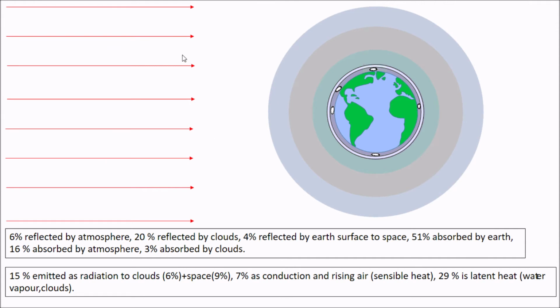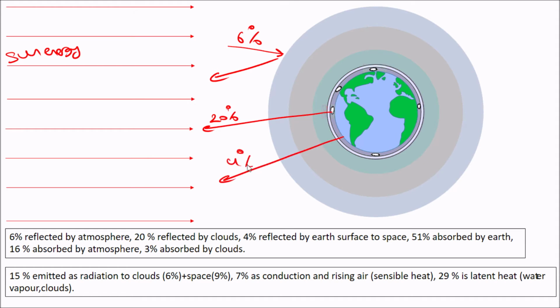If we analyze the simple example of the sun energy that reaches Earth, you can see the values that are given. 6% is reflected by the atmosphere, and 20% is reflected by the clouds. We have the clouds here, 20% is reflected, it doesn't reach the Earth, and 4% is reflected from the Earth. Again, 4% is not reaching the Earth, and you have 6 plus 4 plus 20, and it makes 30% that doesn't reach the Earth. Okay, it is reflected.